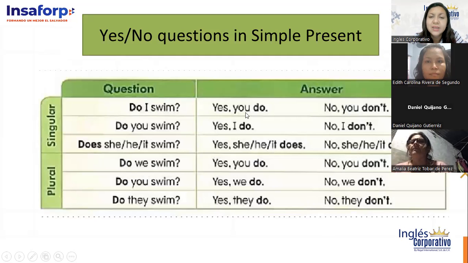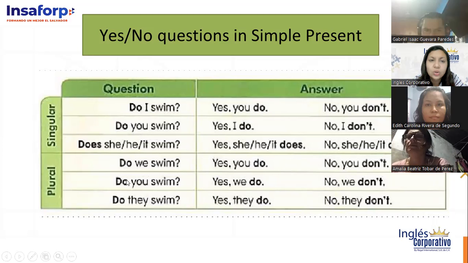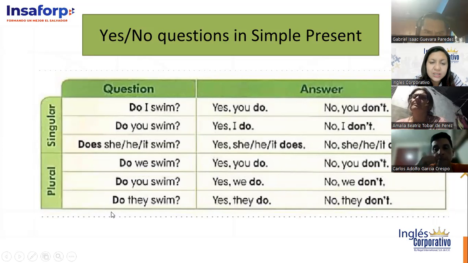Do I swim? Yes, you do. No, you don't. Do you swim? Yes, I do. No, I don't. Does she swim? Yes, she does. Does he swim? Yes, he does, or no, he doesn't. Does it swim? Yes, it does, or no, it doesn't. Do we swim? Yes, you do. No, you don't. Do you swim? Yes, we do. No, we don't. Do they swim? Yes, they do. No, they don't.